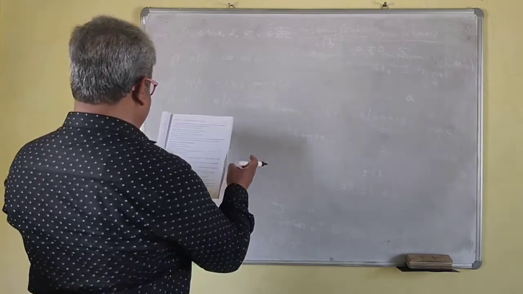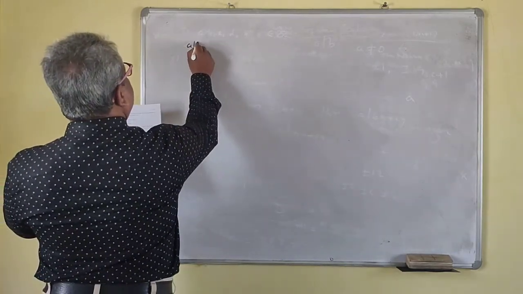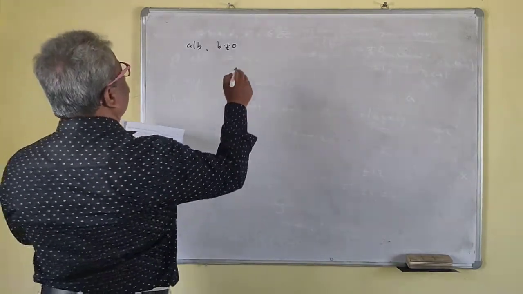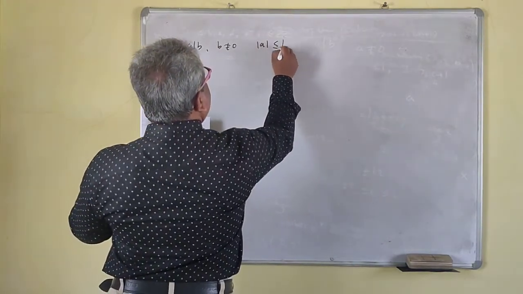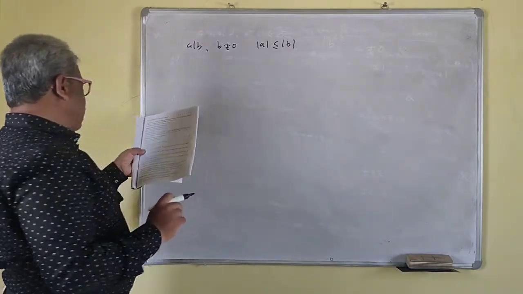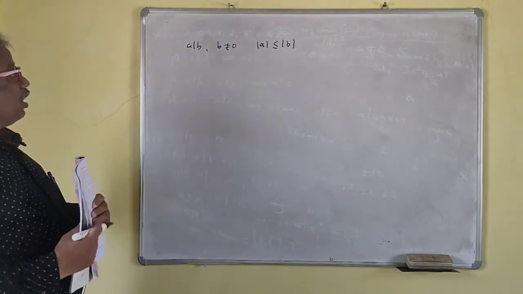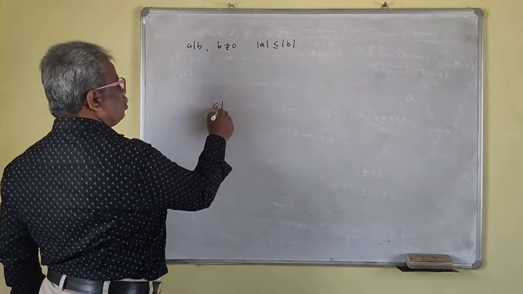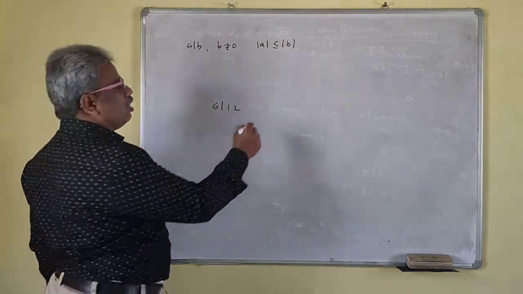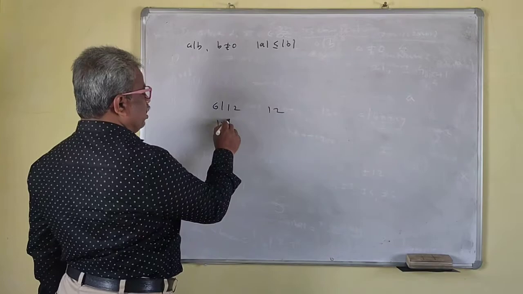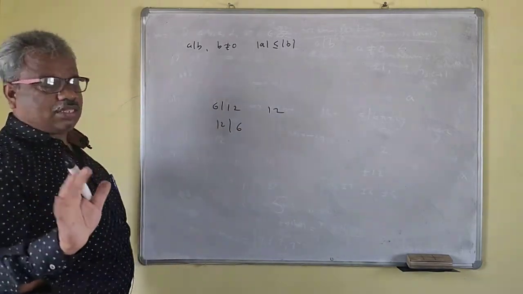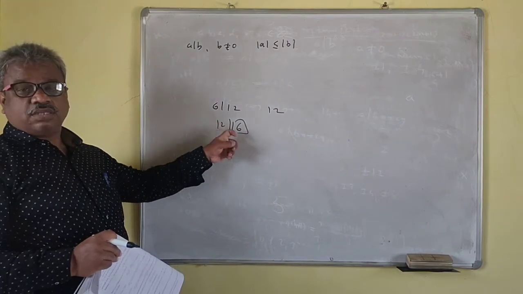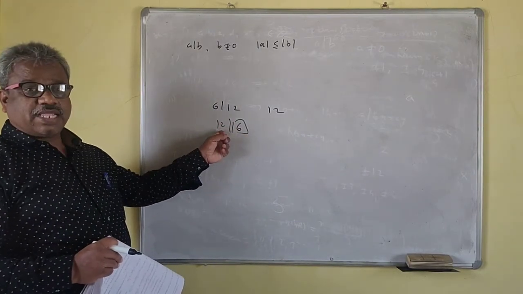Now next: A divides B, where B is not equal to 0, and A is not equal to 0, no problem. Then mod A is less than or equal to mod B. This is very important. For example, 6 divides 12, yes, because 12 we can write as 6 times 2. But 12 divides 6, is it true? No, it is not, because the divisor's magnitude should not be bigger than the number.